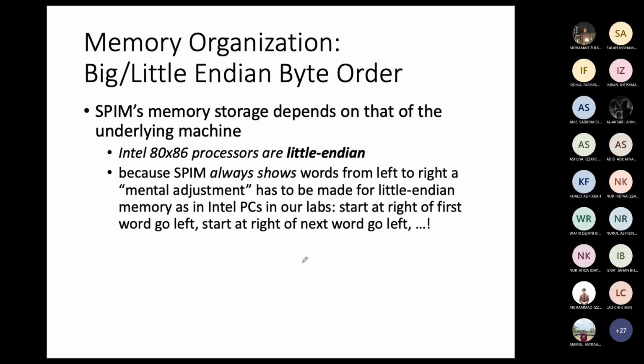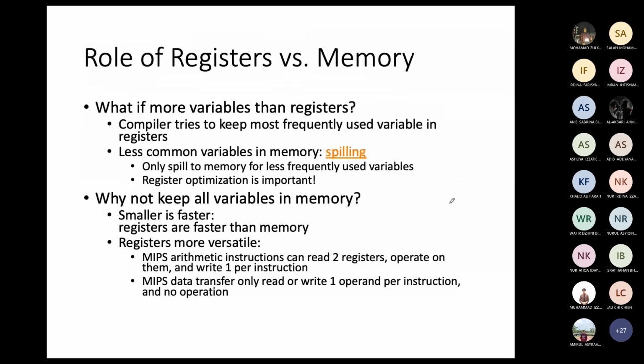In SPIM, memory storage depends on that of the underlying machine. Intel 8086 are little endian because SPIM always shows words from left to right. So a mental adjustment has to be made for little endian memory, as in the Intel PCs in our lab. Start at the right first, then go to the left. Start at the right of the next word and then go left again. So that is little endian, from the right to the left.